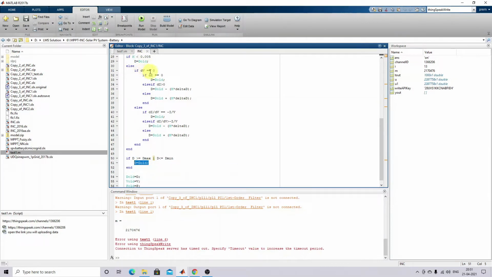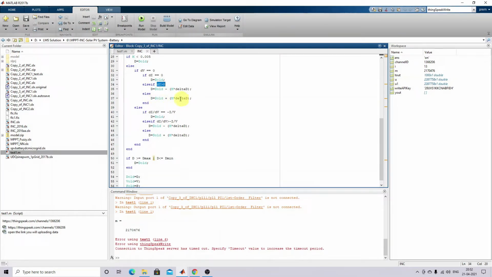If dV is not equal to 0, next you have to check whether the change in current is equal to 0 or not. If the change in current is equal to 0, then we maintain the duty cycle as the previous instant duty cycle. Or else, if dI is not equal to 0, then we come here. Next you have to check whether the change in current is greater than 0. If it is greater than 0, we decrement the duty cycle by the amount of del T in order to extract the maximum power from the PV panel. Or else, if it is not greater than 0, we increment the duty cycle by the amount of del T.